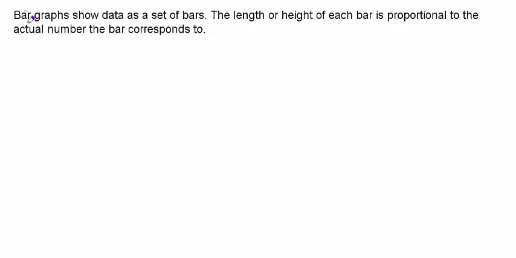In this video, we are going to talk about a few types of graphs. Bar graphs show data as a set of bars. The length or the height of each bar is proportional to the actual number the bar corresponds to. Let's look at an example.